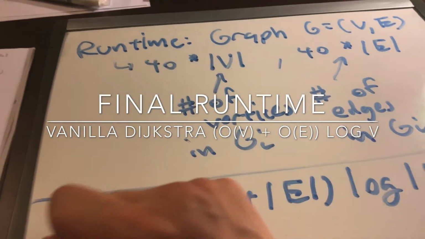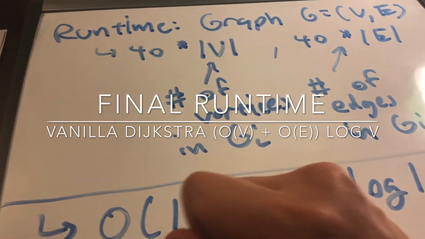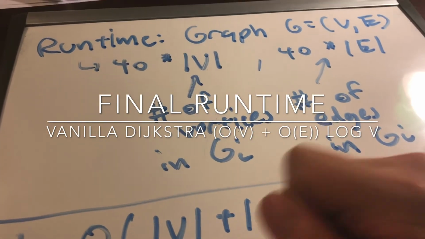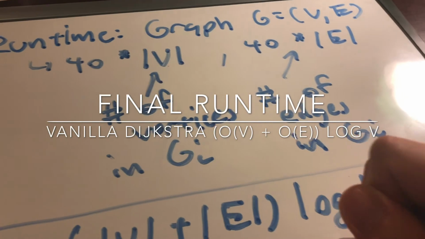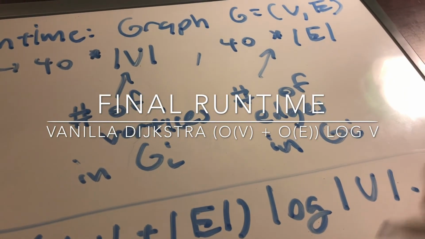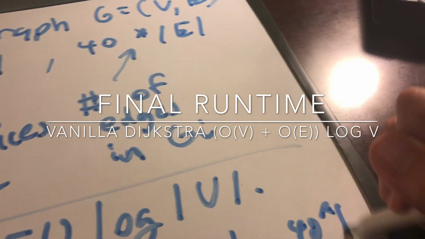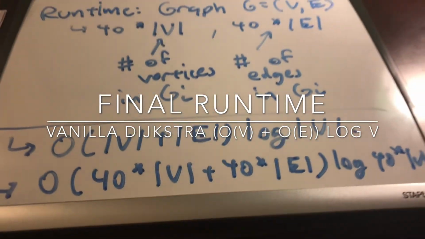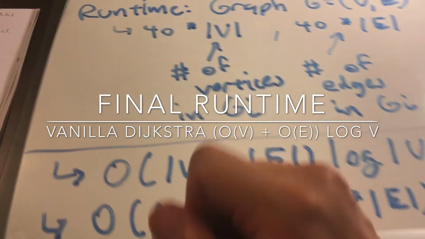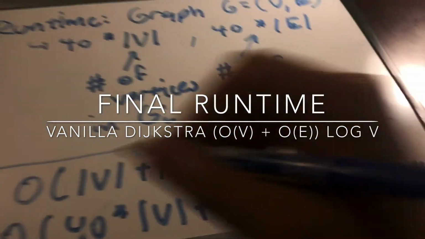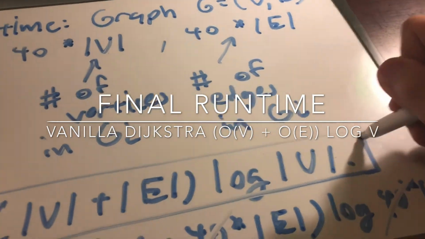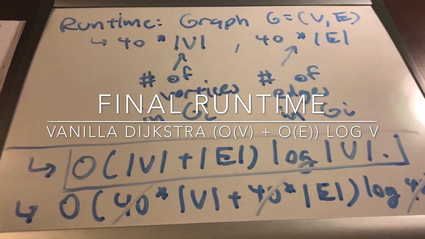Pedantically, we could write it as O of 40 times V plus 40 times E, but you know how weird that would be, right? Because in any algorithm runtime, you get rid of a constant. So it doesn't matter how big they are, even 1 million or 2 billion, constants are gone, gone, and gone. So that is the official runtime for using Dijkstra's algorithm.